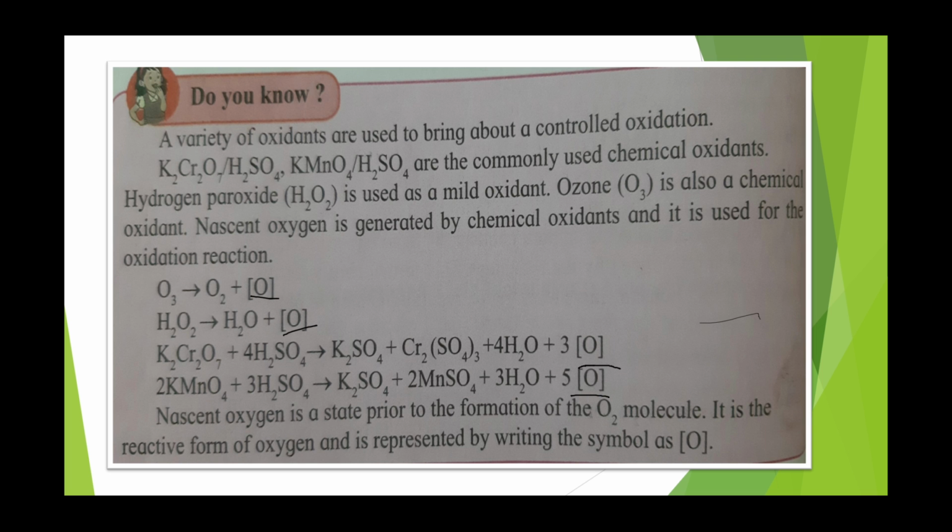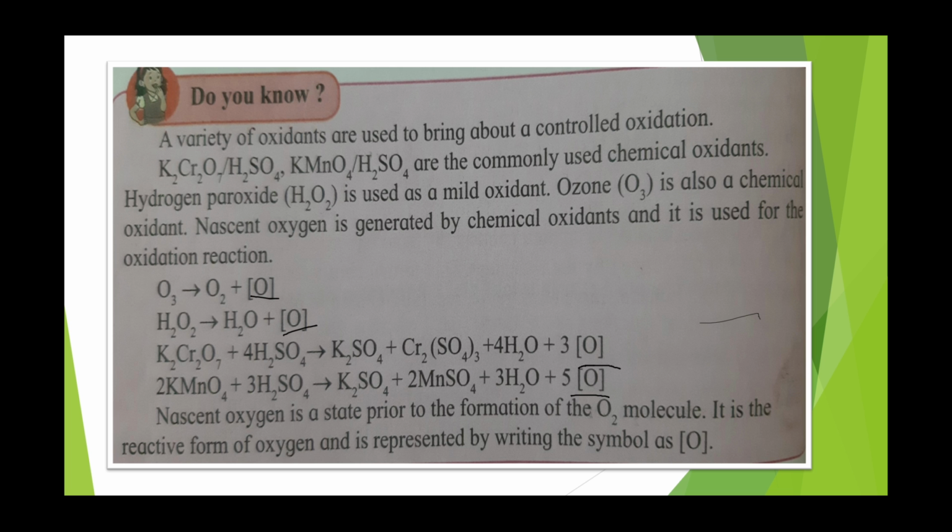Then potassium permanganate is also used as a chemical oxidant. It is also acidulated potassium permanganate. Hydrogen peroxide is also used as an oxidant. Ozone is one of the best oxidants used to oxidize the reactants. Now, how are all these substances used to oxidize the reactant? Okay, this is our main point.